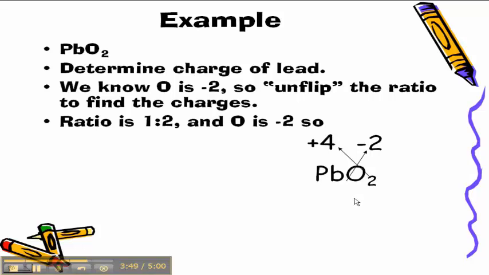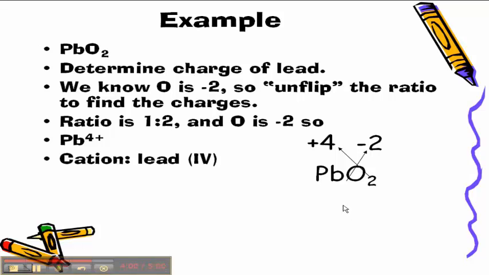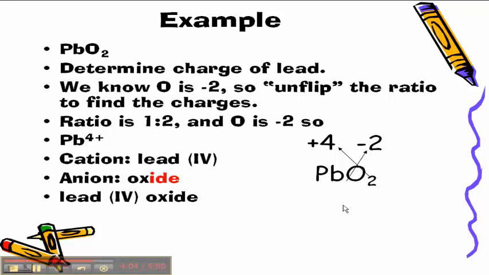And if we flip that, we get a ratio of 2 to 4, which reduces to 1 to 2. So we always want to make sure we use the smallest ratio here. So that tells us that we have lead(IV), and 4 is IV in Roman numerals. And of course oxygen becomes oxide, so lead(IV) oxide is our compound.